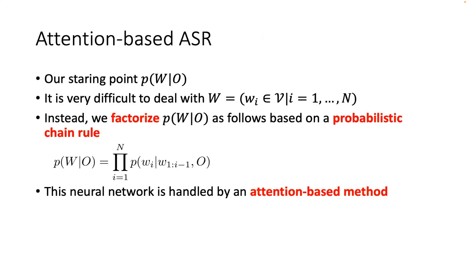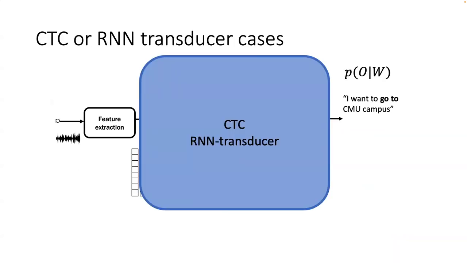Okay, now I finished the short quiz, right? But anyway, for the attention-based ASR, the probabilistic chain rule is one of the only modeling approaches we will usually use to factorize the problem. Second, CTC or RNN transducer cases. And this is still end-to-end, directly converting from speech features to text information, which is similar to the attention-based approaches. However, the difference is, as I mentioned, whether we use hard alignment or soft alignment.